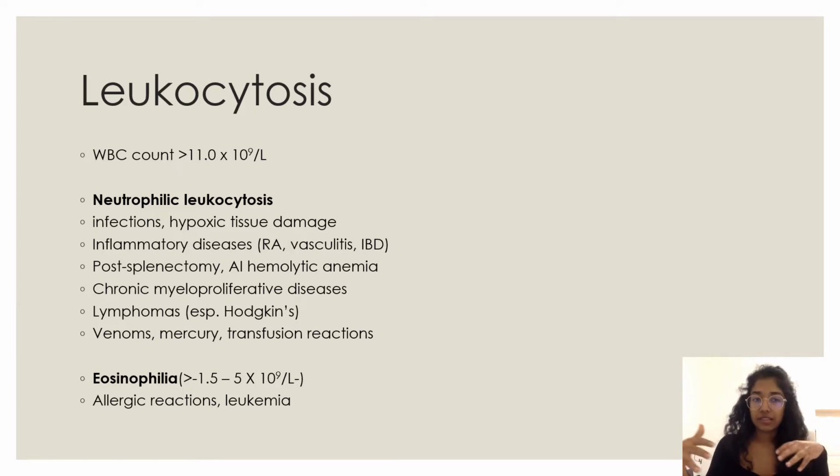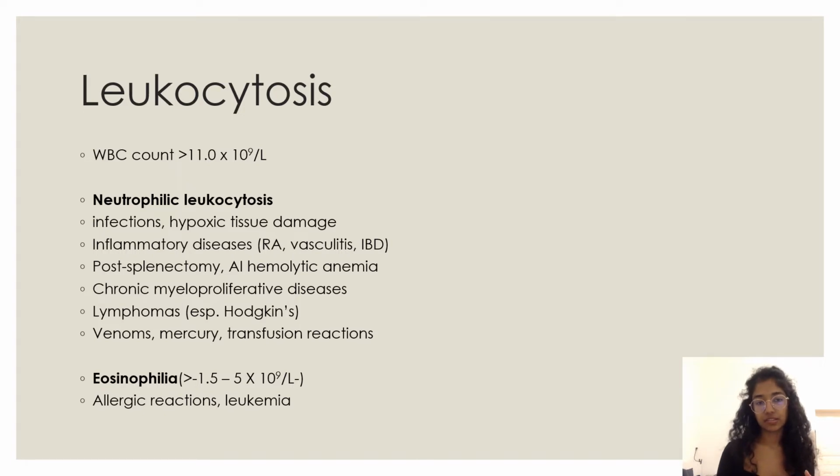And these generally manifest due to their own specific set of reasons, such as in the case of neutrophilic leukocytosis, which is the most common type. You have it increased as a result of a response to infections or hypoxia, or due to inflammatory diseases, post-splenectomy states, or autoimmune hemolytic anemia. It can be due to chronic myeloproliferative disorders, which we will cover in the upcoming slides as well. It can also be due to lymphomas, especially in the case of Hodgkin's lymphoma, or due to exposure to toxins such as snake venom, mercury.